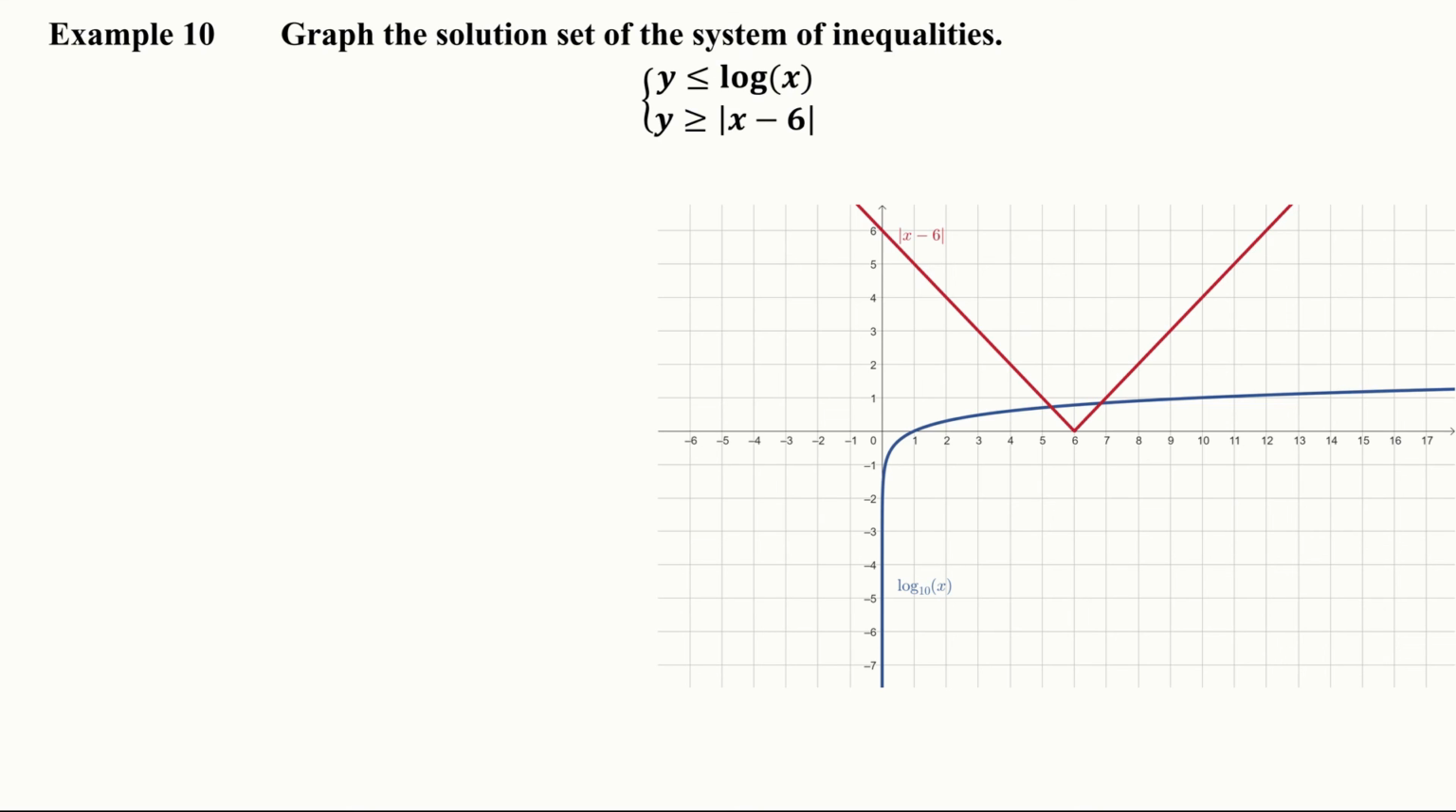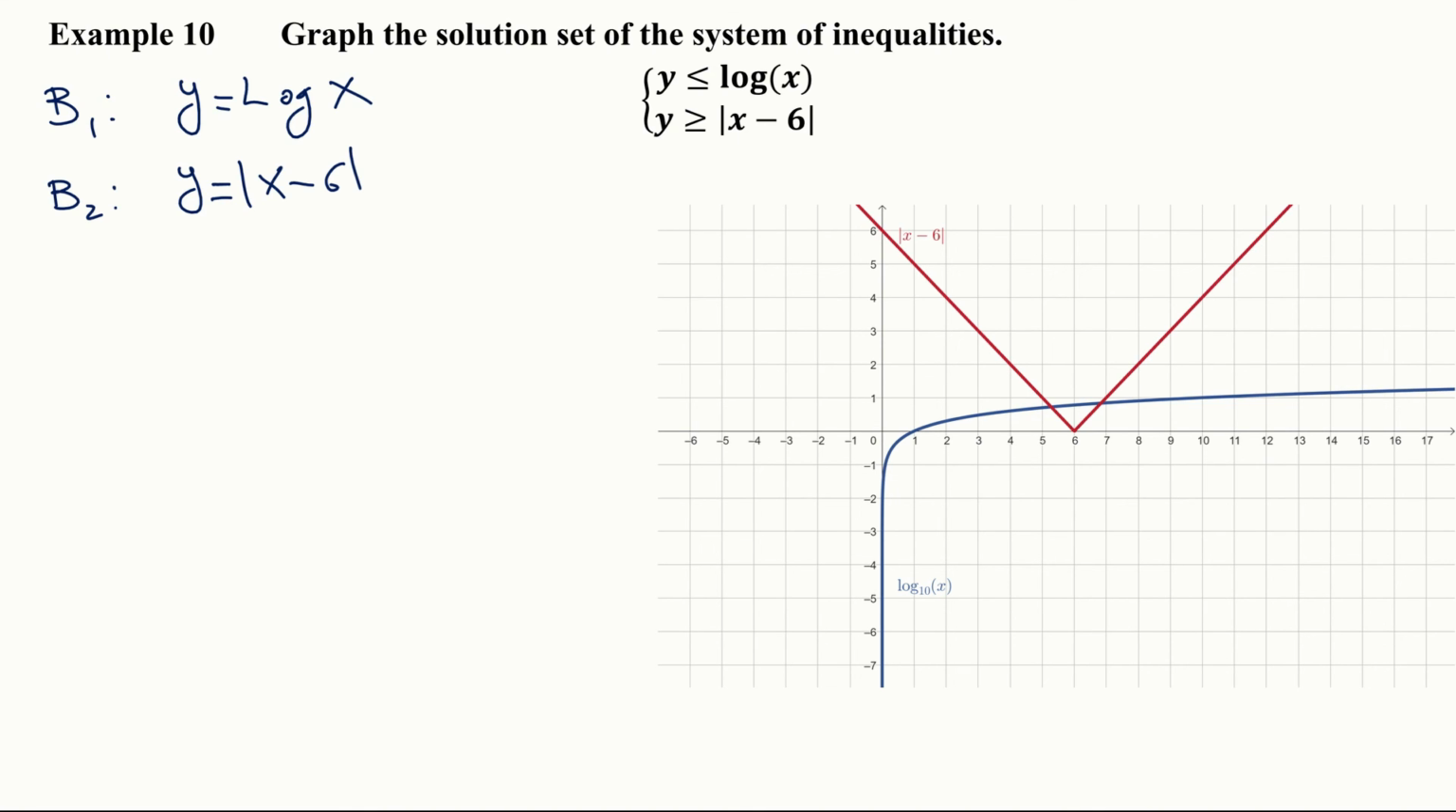All right, here we have another nonlinear system of inequalities. So the boundary line for the first inequality will be B1, which is represented by the equation y equals log x, and the second boundary line will be represented by y equals absolute x minus 6. Now, we should know how to graph these by now, right?